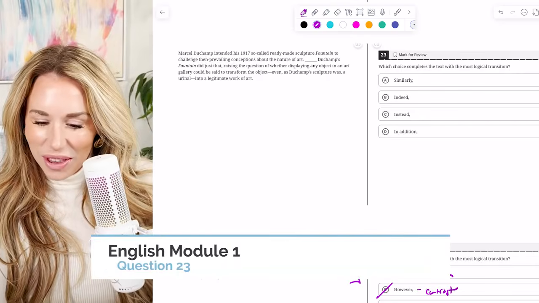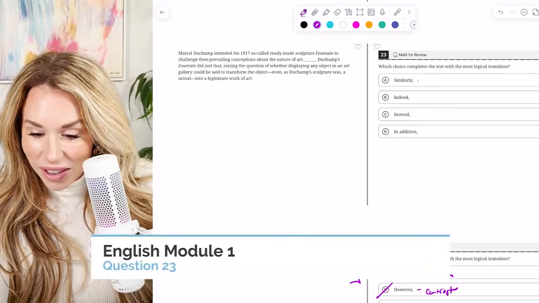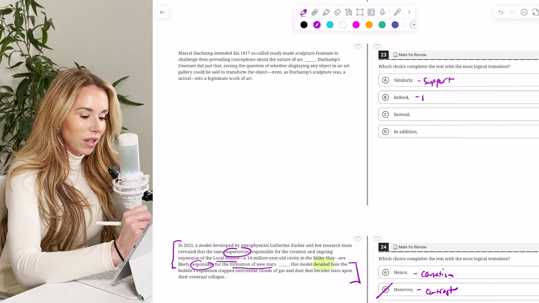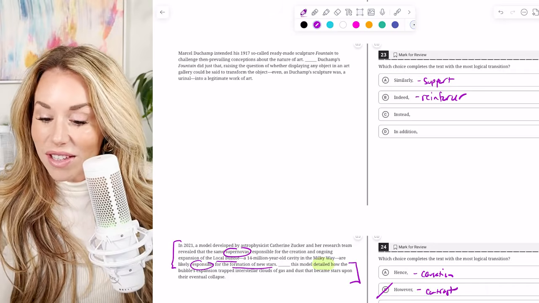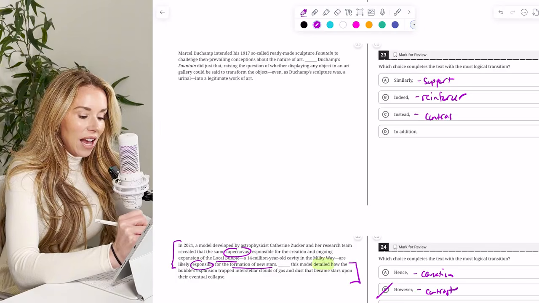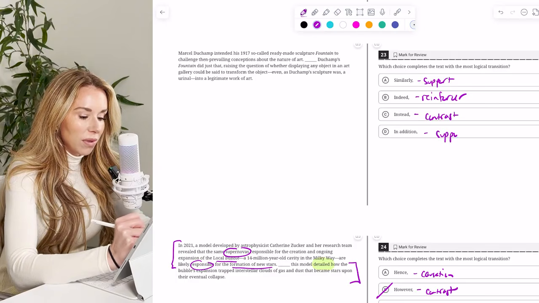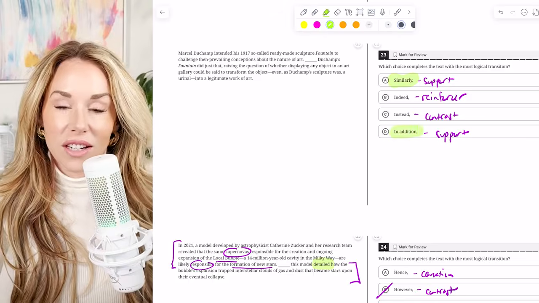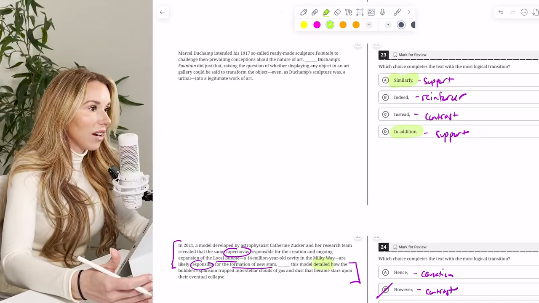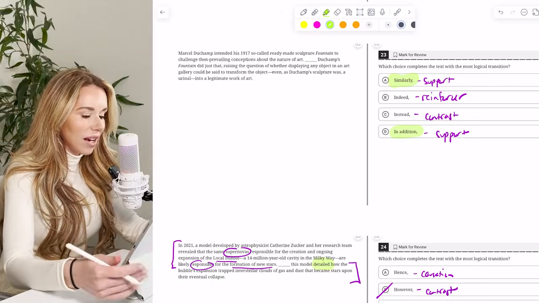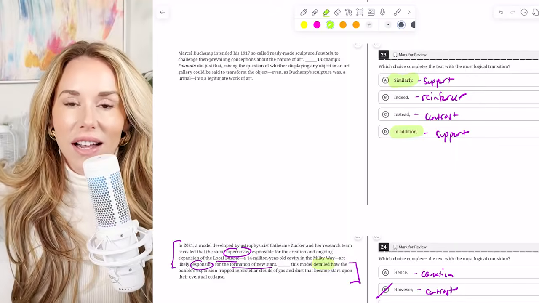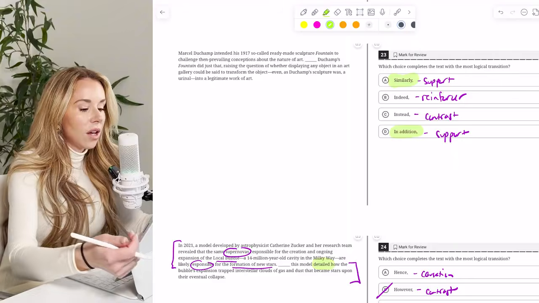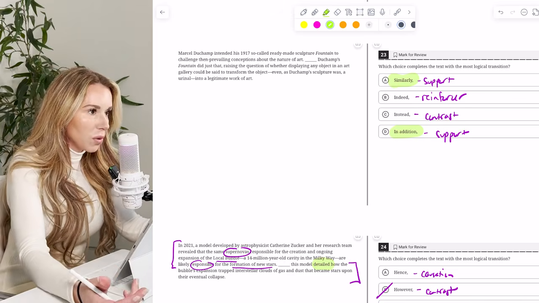All right, let's look at 23. So we have similarly, which is a type of support word. We have indeed, which is a reinforcer. We have instead, which is a contrast. And in addition, which is another type of support word. Please note the difference between similarly and in addition. Similarly, you're comparing with the sentence before it, two things. In addition, you're just adding on extra details. So although we can call them both supports, you can actually choose between them.